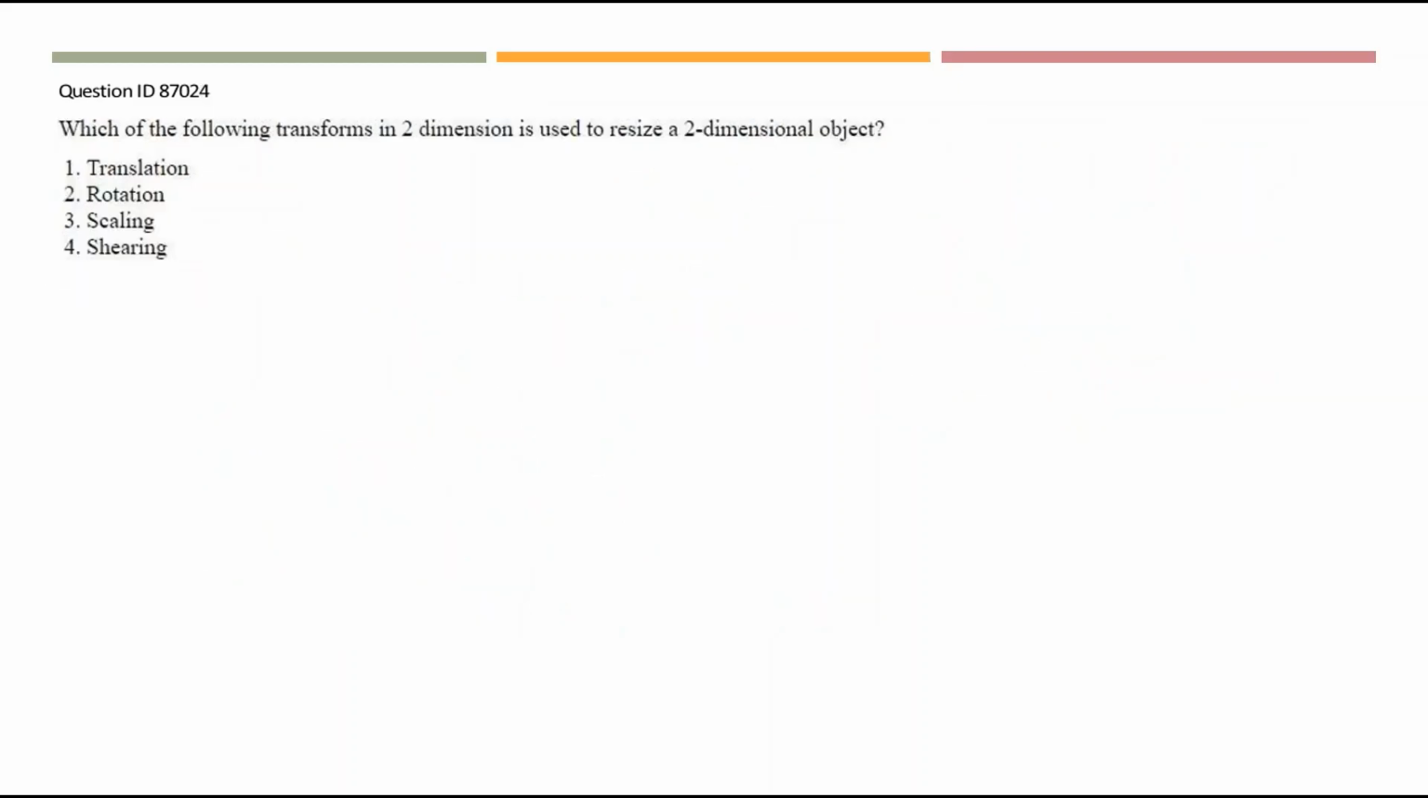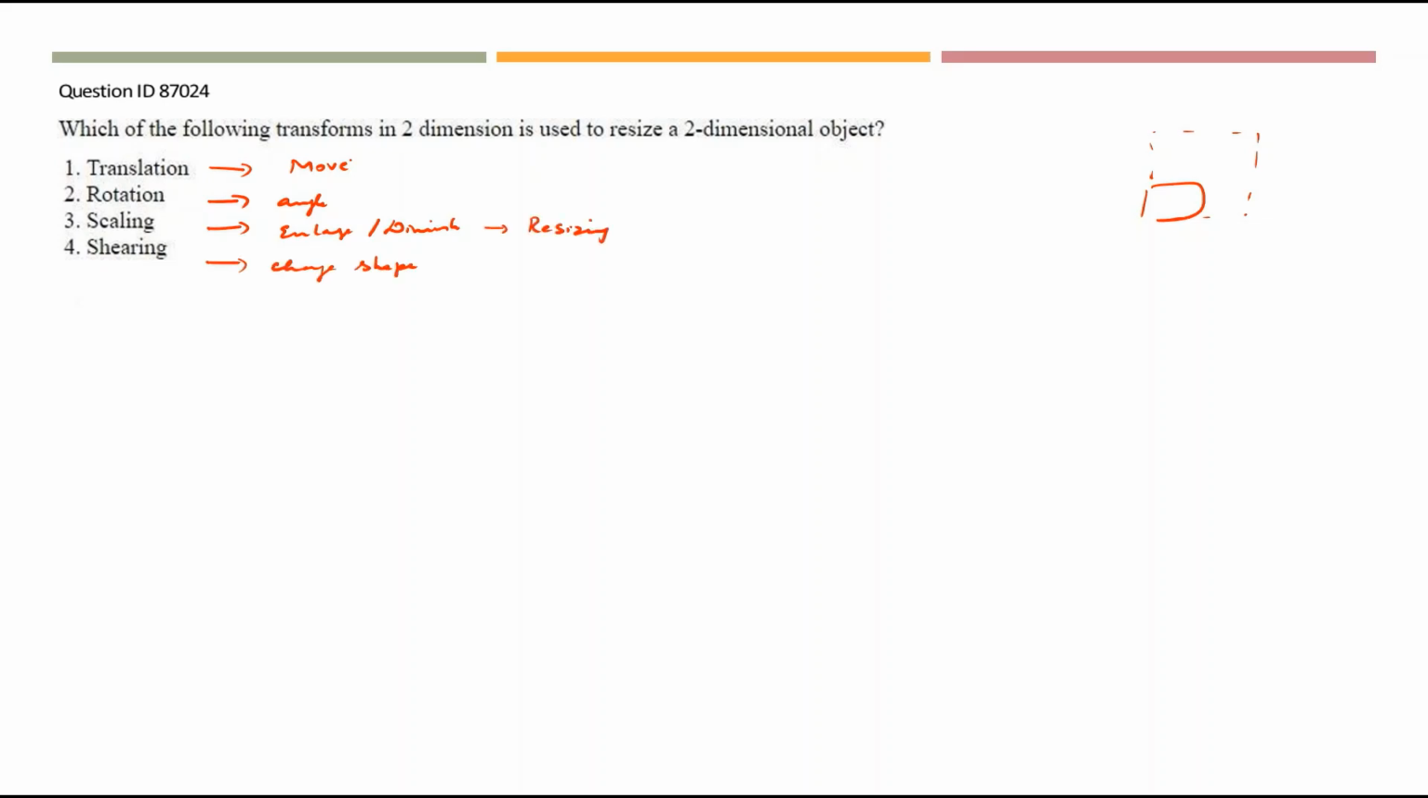Next question. Which of the following transforms in 2 dimensions is used to resize a 2-dimensional object? Translation is actually for moving certain points. X can move for a certain distance, Y can move for a certain distance. So it's about moving. Rotation is for rotating by an angle, so your angle may be changed. Scaling is enlarging or diminishing the image. So previously we saw a rectangle which was in this size was turned to this size. This enlarging or diminishing will be called resizing the object.